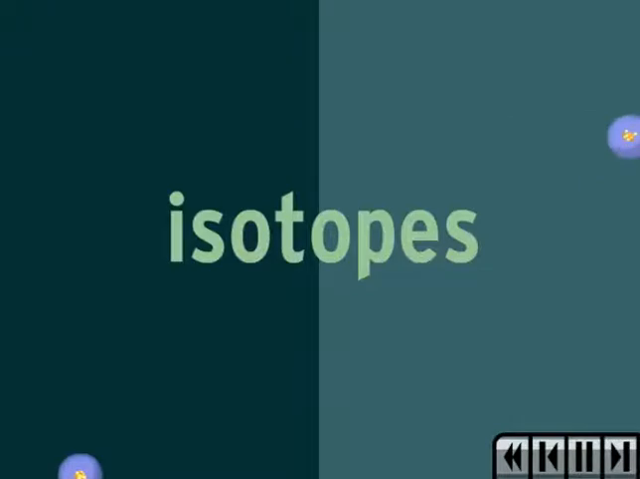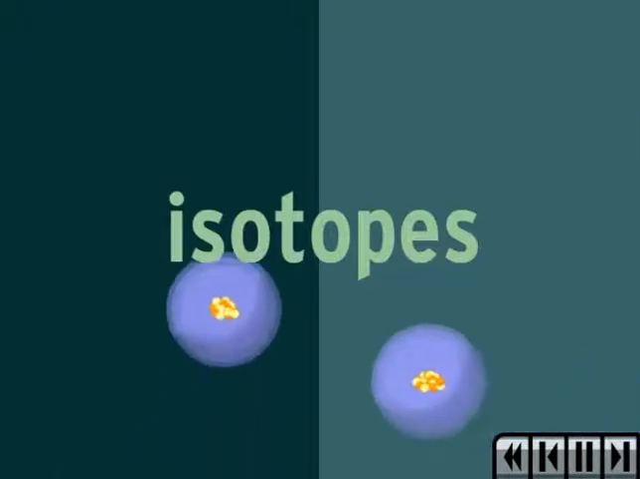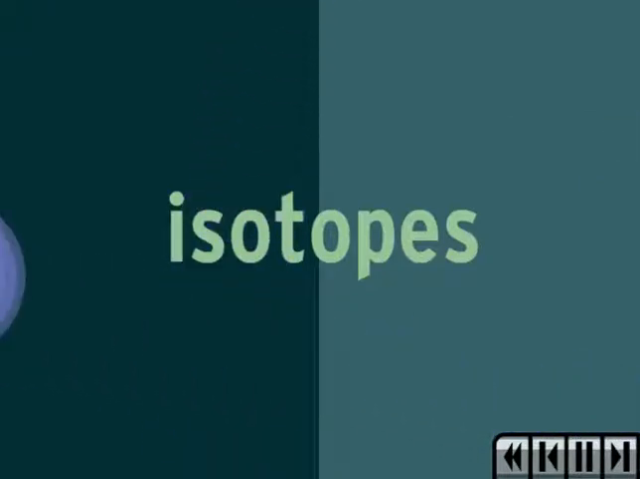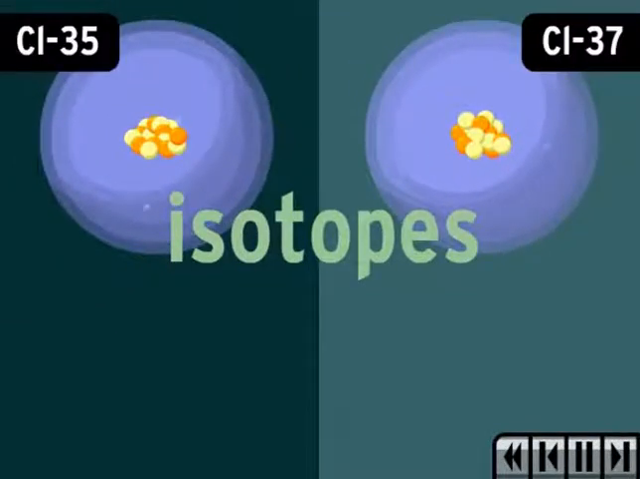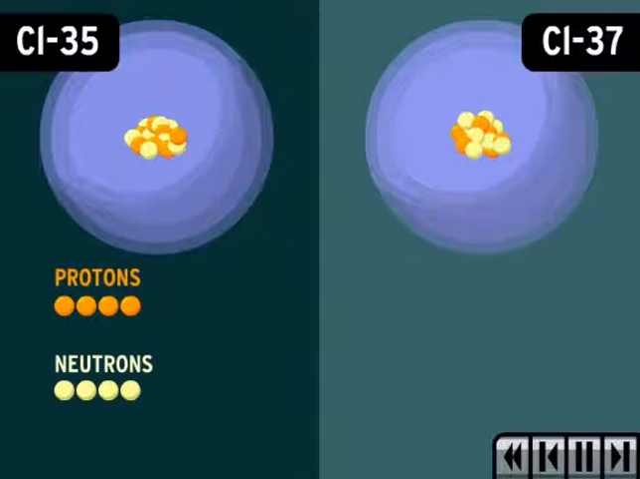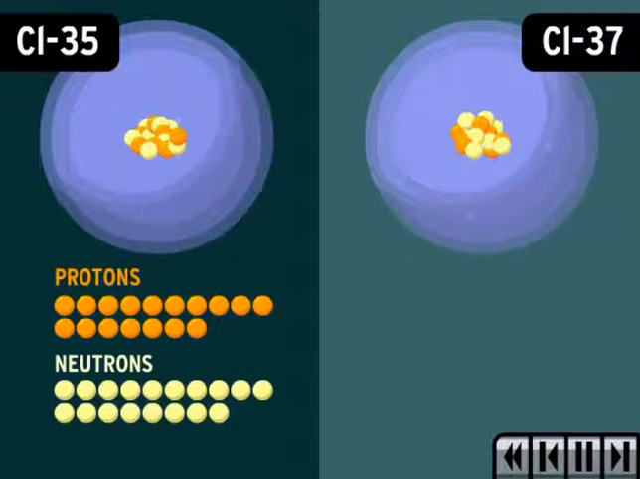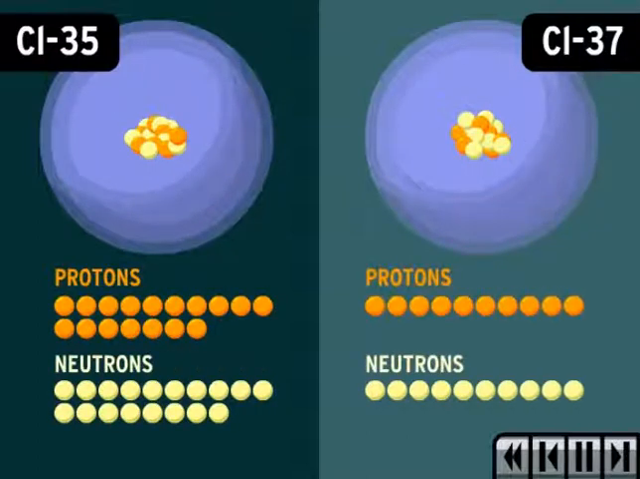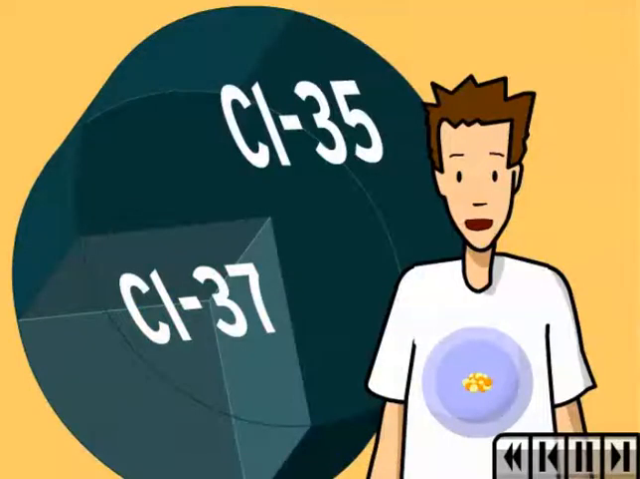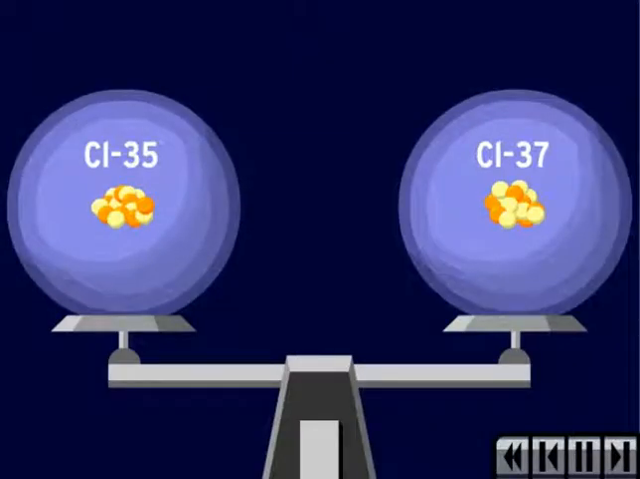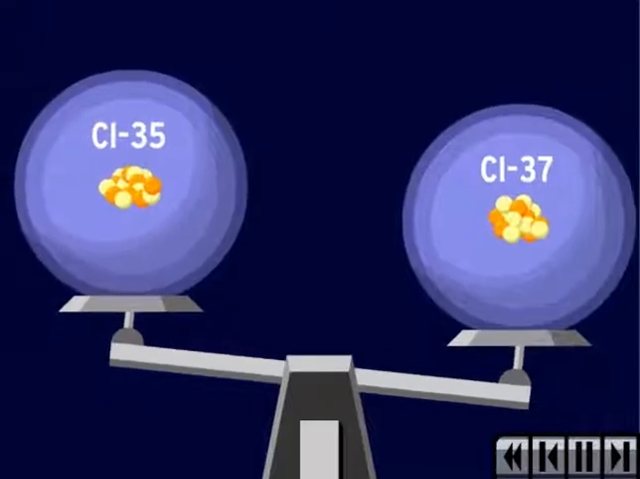Isotopes are atoms of the same element with different numbers of neutrons. An isotope is called by its mass number, the number of protons plus the number of neutrons in its nucleus. There are two naturally occurring isotopes of chlorine. Chlorine-35 has 17 protons and 18 neutrons. Chlorine-37 also has 17 protons, but it has 20 neutrons. About 75% of chlorine atoms are Cl-35, and about 25% are Cl-37. Chlorine-37 is heavier than chlorine-35 because it has those two extra neutrons.